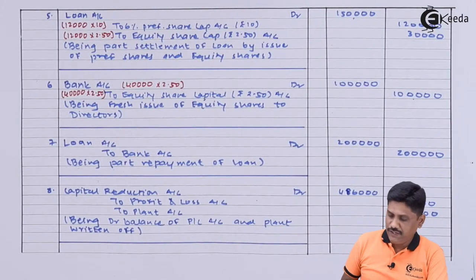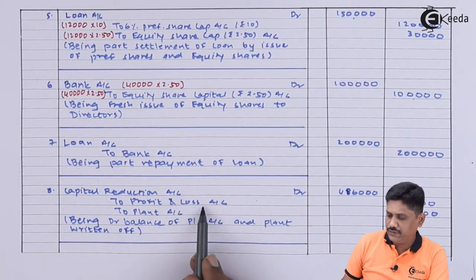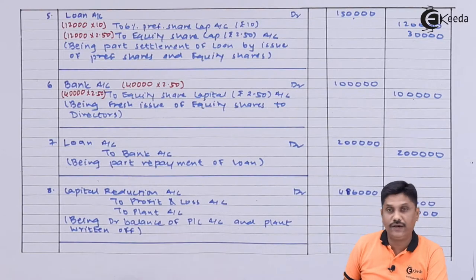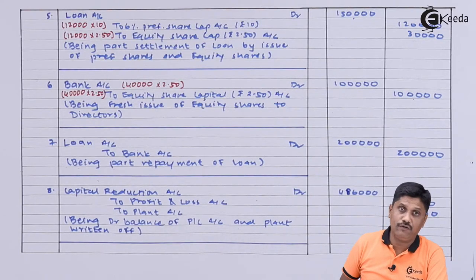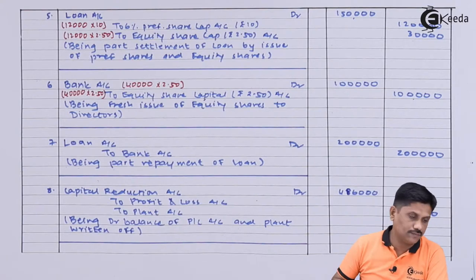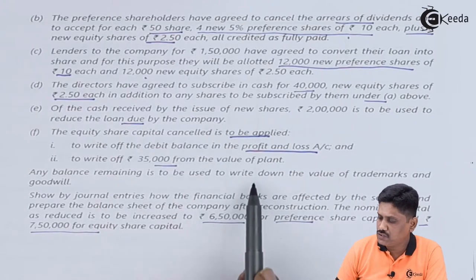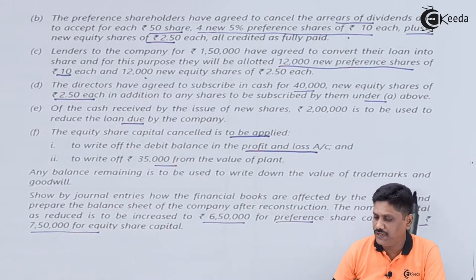Friends, you can see the entry now. Capital reduction account debit to profit and loss account and to plant account. As per the instruction in the question, both of them are written off. Let's see the next. Any balance remaining is to write down the value of trademark and goodwill.